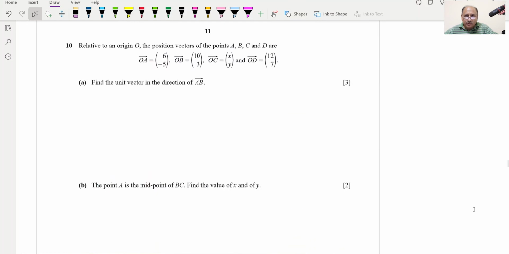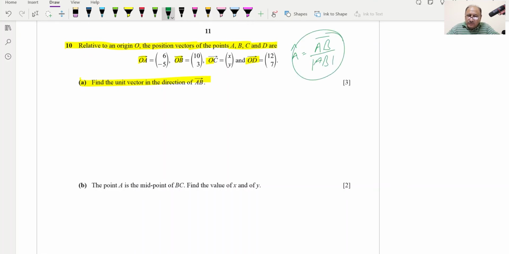Now question number 10 is also an interesting question, a challenging one. Relative to an origin, the position vectors of points A, B, C, D are, these are the position vectors they have provided. Find the unit vector in the direction of AB, and we know that the unit vector will be equal to AB vector over AB magnitude. This result you will have to keep in mind, we'll be using this result, and AB is equal to what?